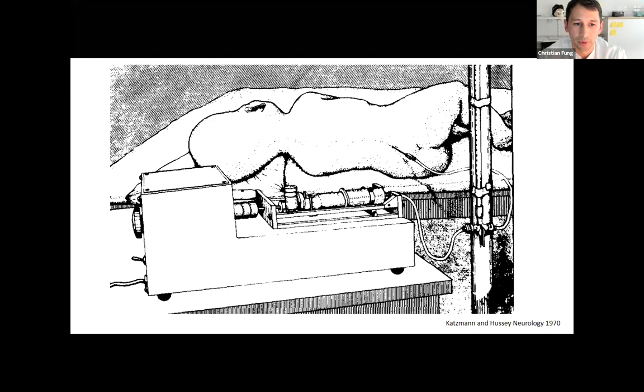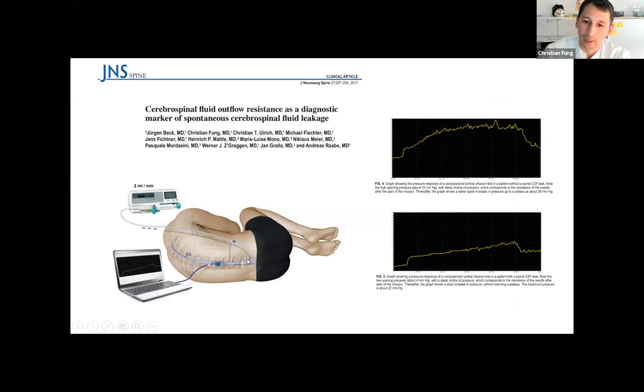And what we do in Freiburg now is we do a lumbar puncture, and we hook up to this lumbar puncture an infusion pump and also a pressure transducer. And we infuse at a rate of 2 cc per minute Ringer lactate into the spinal canal. And then we record the pressure while infusing this Ringer lactate, in total 50 cc.